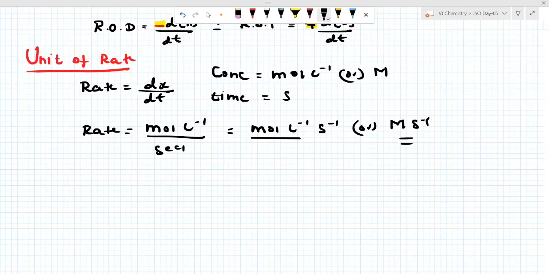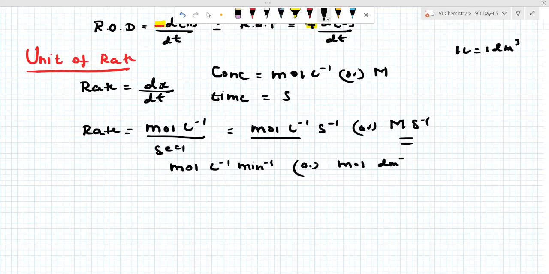Listen, we can use seconds, or we can use minutes, so another unit is mol L⁻¹ min⁻¹. Listen, 1 liter is equal to 1 decimeter cube, right? How can I write this equation now? mol dm⁻³ s⁻¹. This is a unit. What is the rate of change in concentration with respect to time? Concentration unit is mole per liter, that is molarity, capital M, and time is in seconds.